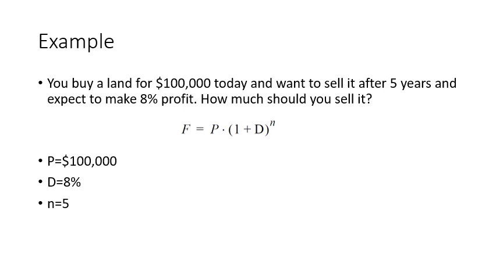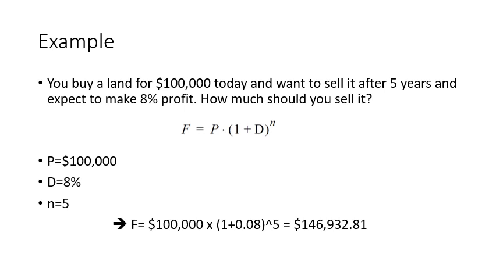But as we know that the value of money shrinks over time, and if you want to make sure that you make that 8% profit, actually you have to sell this land for an amount equal to $146,900. So it means that 8% today is equal to something around $47,000 after 5 years.